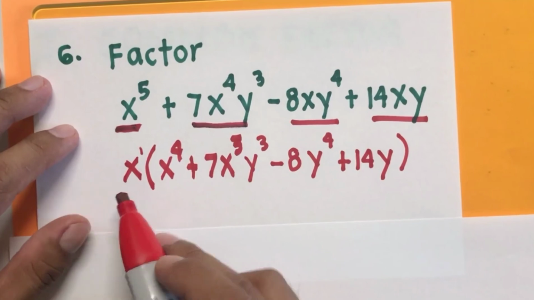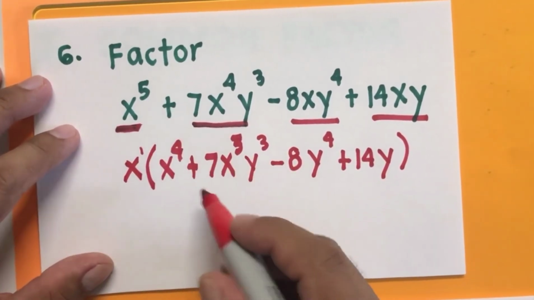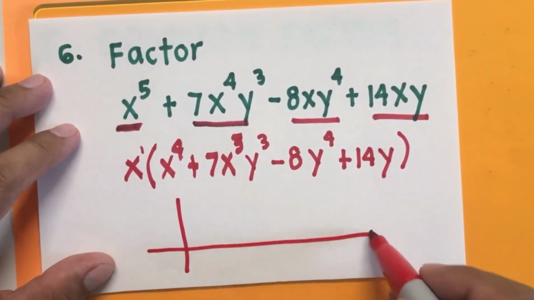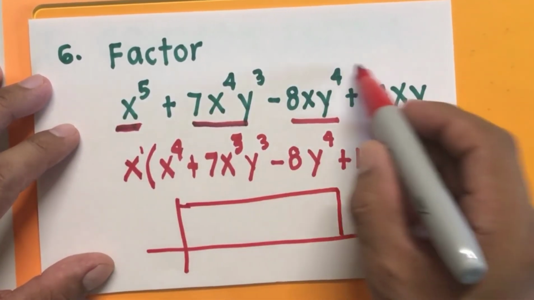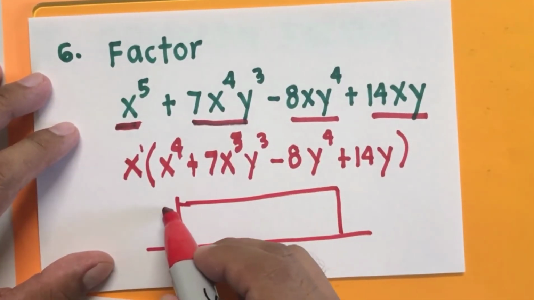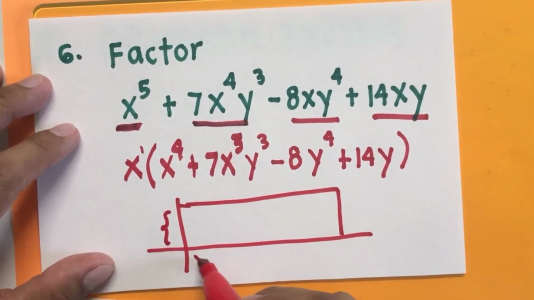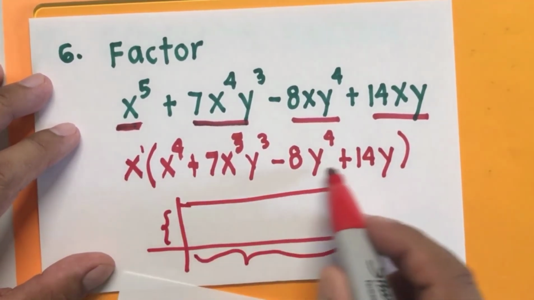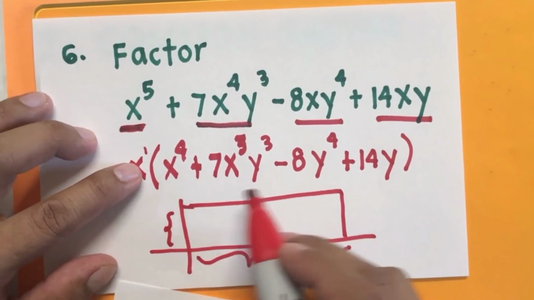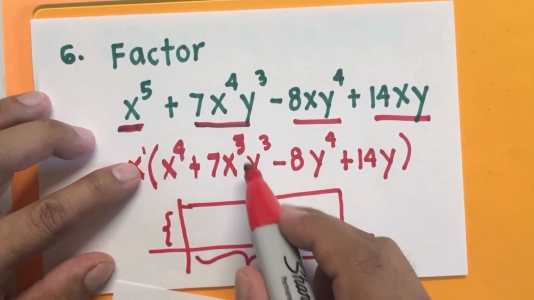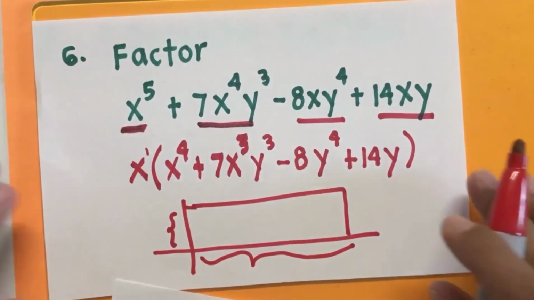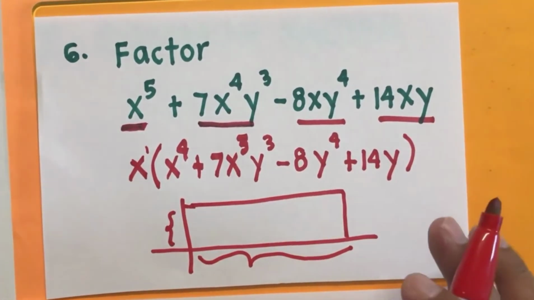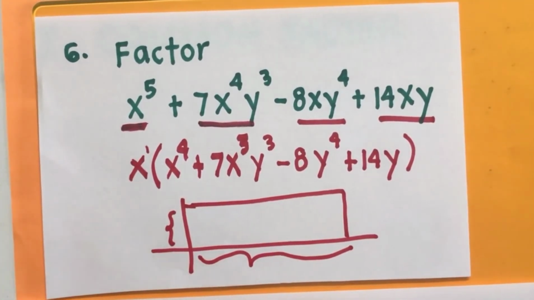Again, how do we interpret this? You can think of that as a rectangle, with the rectangle's area as this expression, and this one as the x, and this one as this other expression, x to the fourth plus 7x cubed y cubed minus 8y to the fourth plus 14y. Now again, getting the factor is just the reverse operation of getting the product.